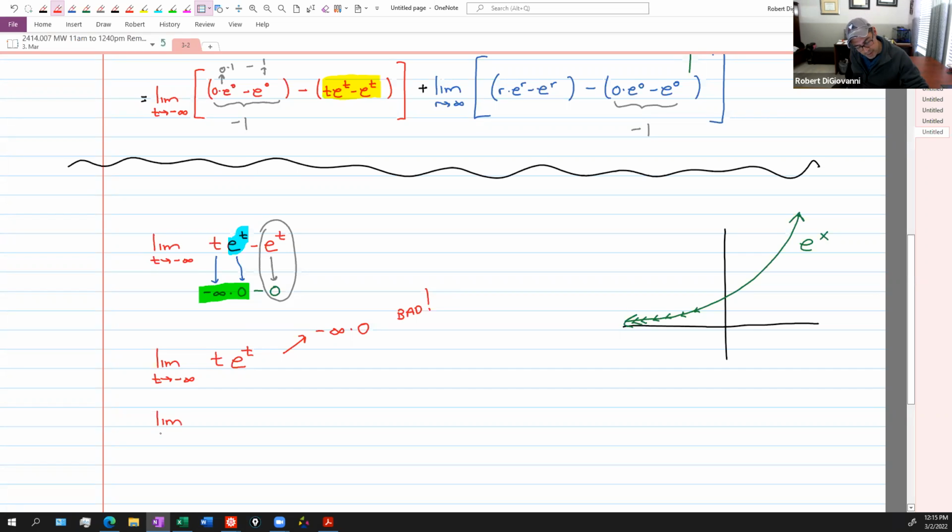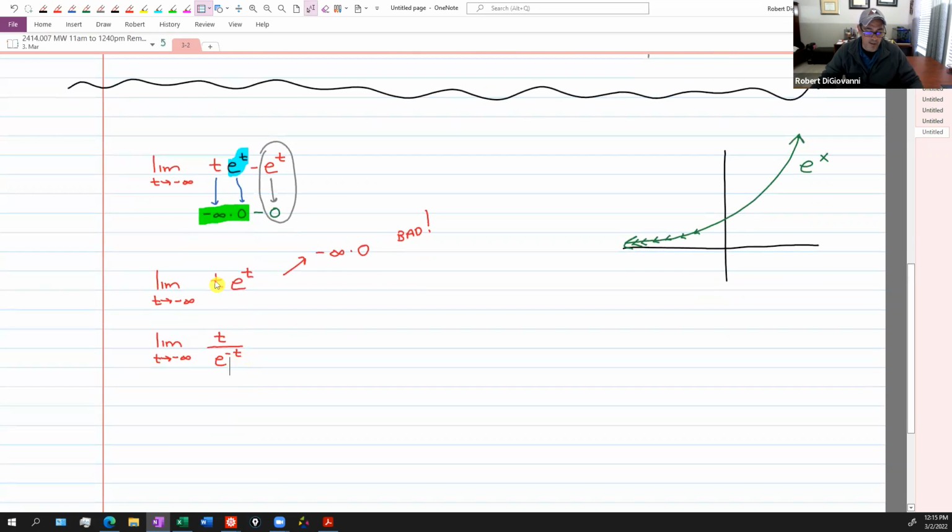I'm going to rewrite this. I'm going to leave the t on top, and I'm going to drop the e to the t on the bottom as e to the negative t. This is just rewriting it algebraically, right? T on top, e to the t is the same as writing e to the negative t on the bottom, which seems strange, but watch what happens when you do this.